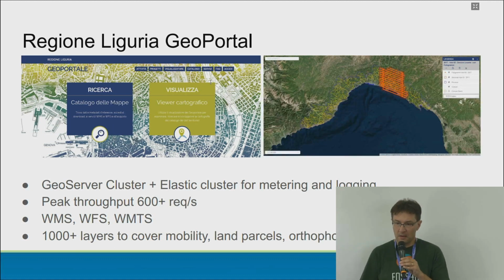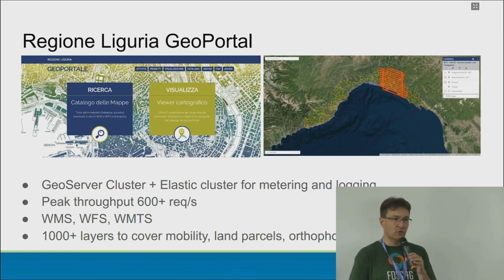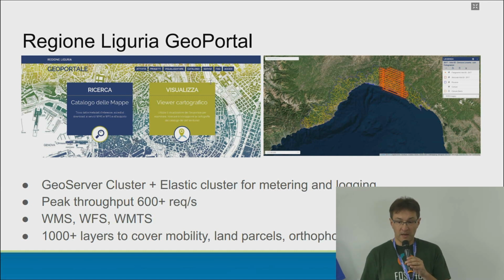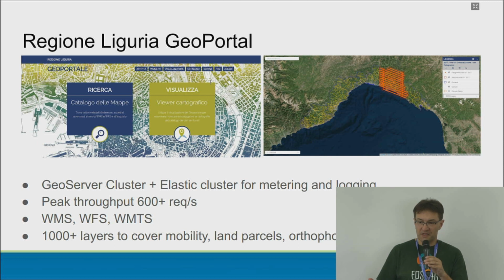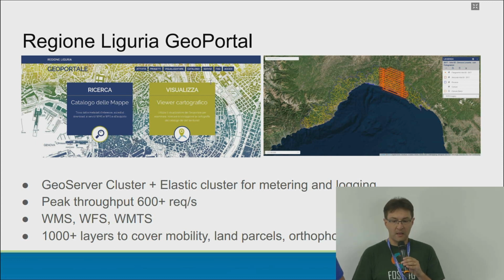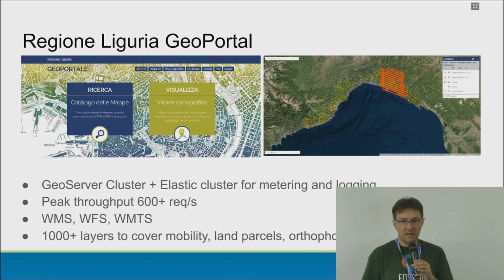It's pretty interesting. This is a more down-to-the-ground use case, Regione Liguria GeoPortal, a geoportal from a region in Italy, but still, it throughputs at more than 600 requests per second, provides the run-of-the-mill protocols that you are used to expect, and provides more than 1,000 layers to cover all the basic needs of public administration in Italy.